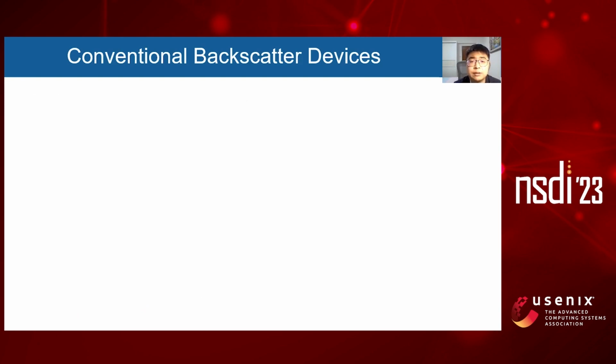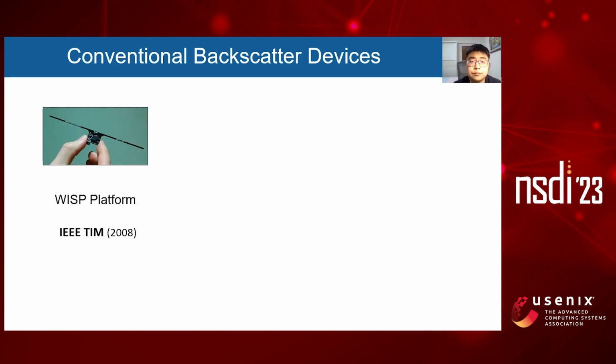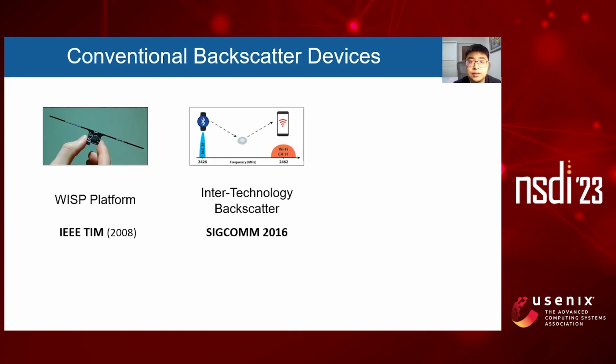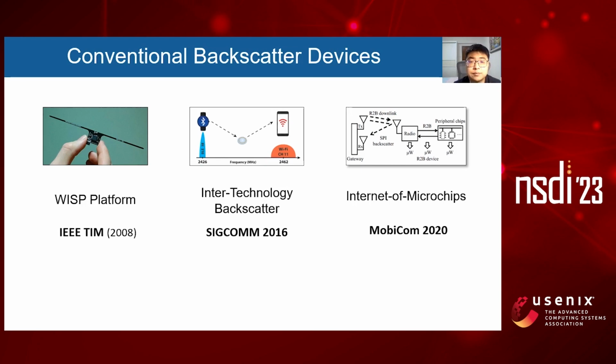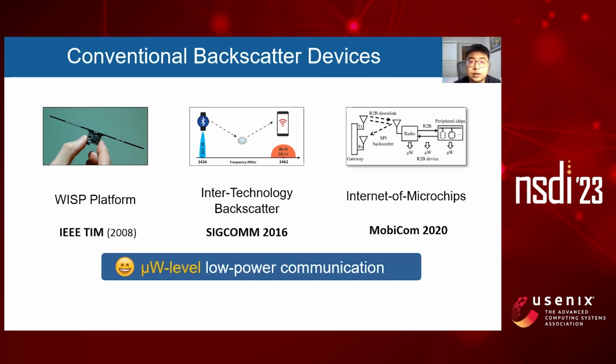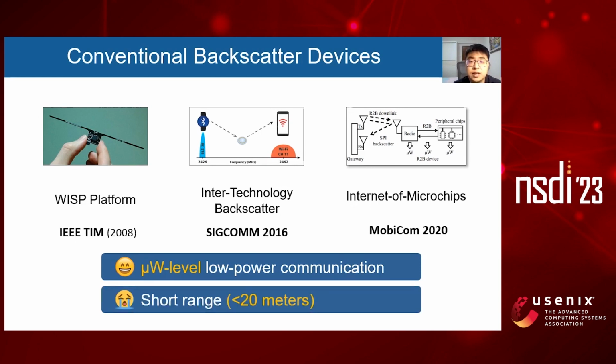Conventional backscatter devices, for example, WISP platform, Intel technology backscatter, and Internet of Microchips, benefit from microwatt level low power communication, but suffer insufficient communication range of less than 20 meters.